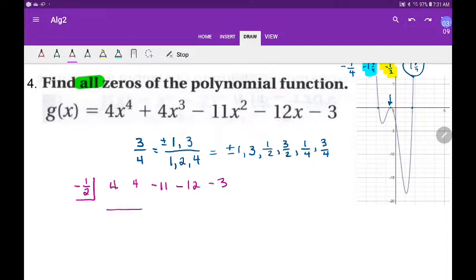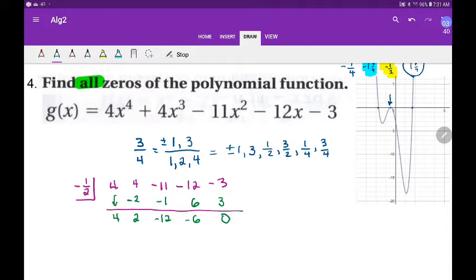Okay, so here we go. We're dropping these down. 4 comes down. 4 times negative 1/2 is negative 2. 4 plus negative 2 is 2. Times negative 1/2 is negative 1. Plus negative 11 is negative 12. Times negative half is positive 6. Plus negative 12 is negative 6. Times negative half is positive 3. I get my 0. All right, that's good news.